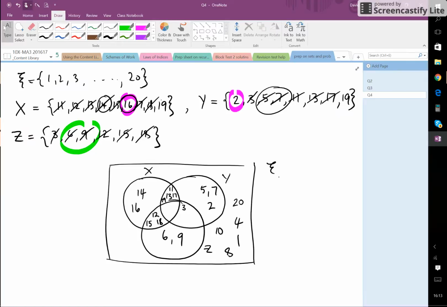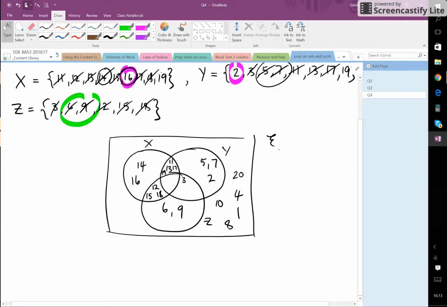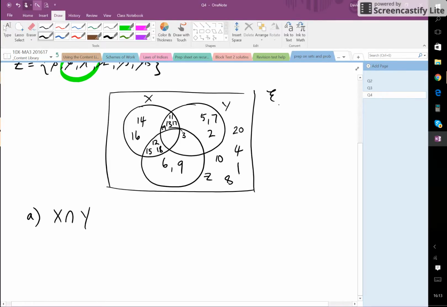Now it says, describe, find A, X intersection Y. Now X intersection Y is this bit. So that's what's in X and Y. So this is 11, 13, 17, 19. And next, part B is not X.